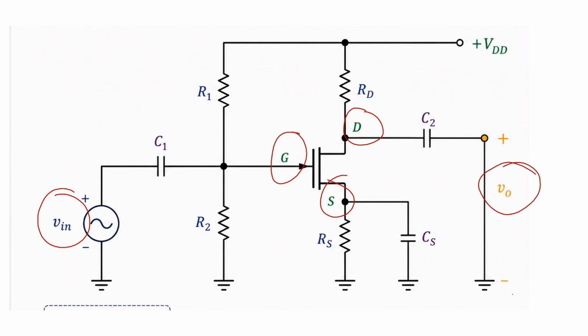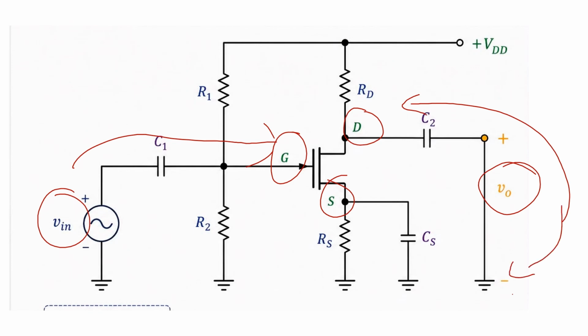If you look at the input, you'll see that the input voltage is connected between the gate here, and it is grounded here. The source is grounded here, so it means that the input is connected between the gate and the source. The output is connected between the drain, and the same way it is grounded here. So it means the output is connected between the drain and the source. So we can see that the source is common between both of them. So it is called a common source amplifier.